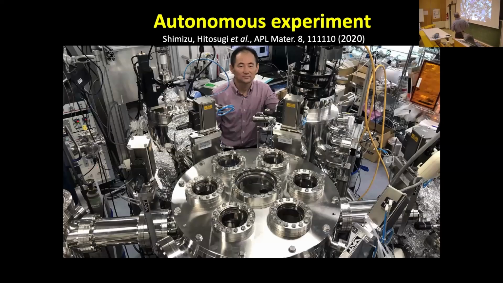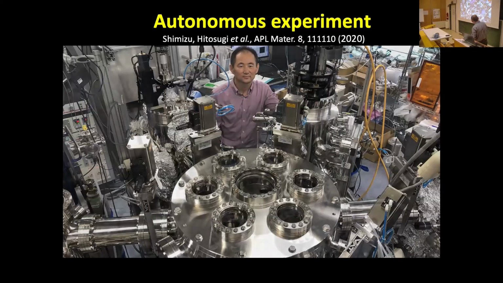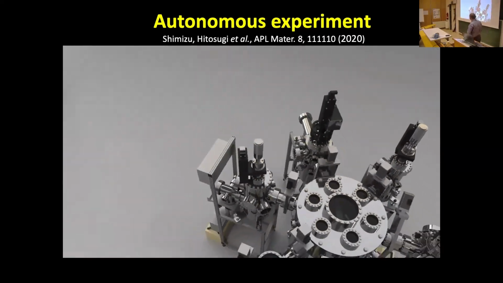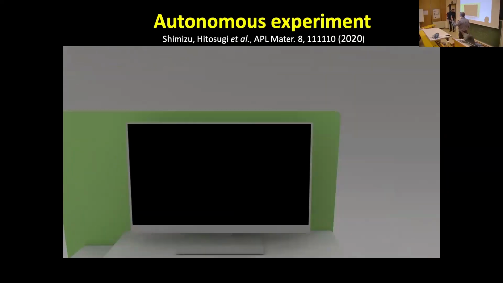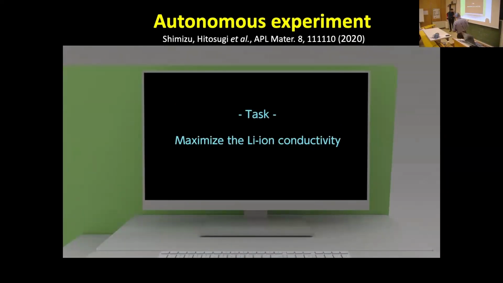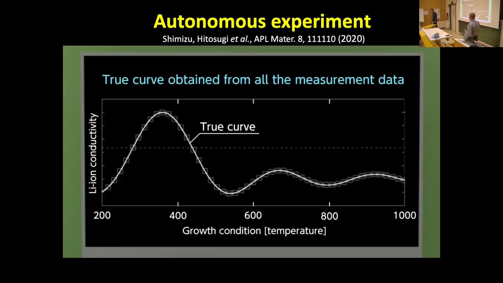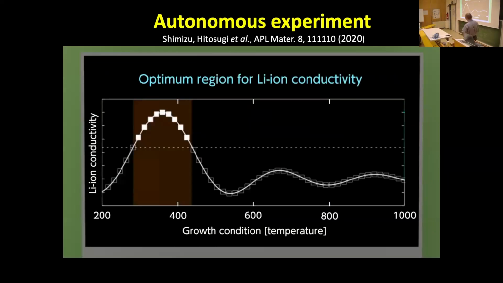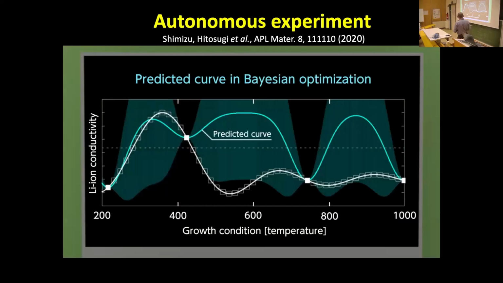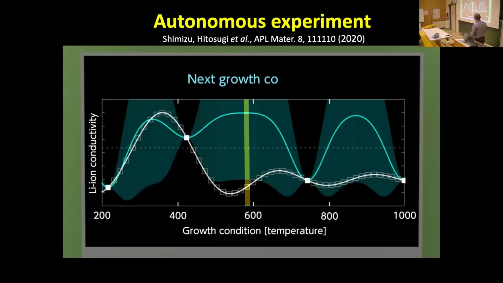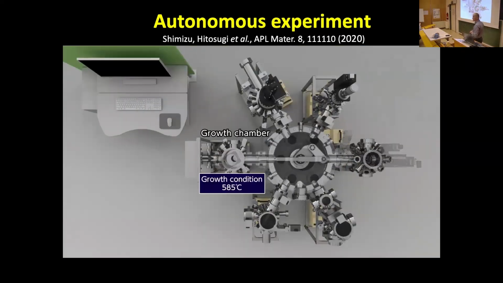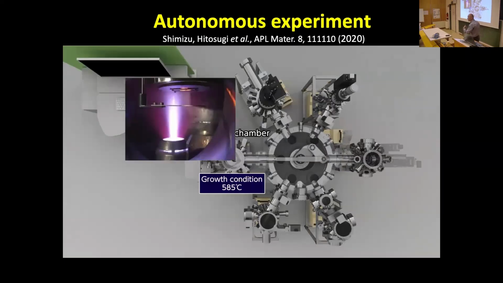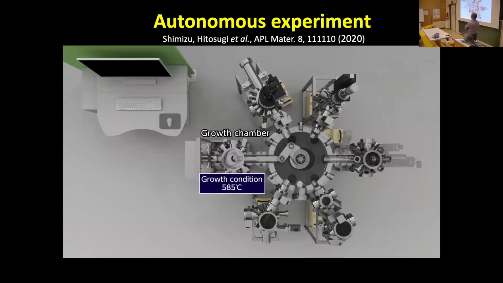And also in 2020, we demonstrated an autonomous experiment. This is how it goes. This is a vacuum chamber, and we do thin film growth. We just ask the system to maximize the lithium ion conductivity, or maximize the XRD peak, or anything. This is only the representation for one-dimensional optimization. The white line is, if you do all the experiments, you'll get the peak at around 300 degrees centigrade. The system guesses the best temperature.